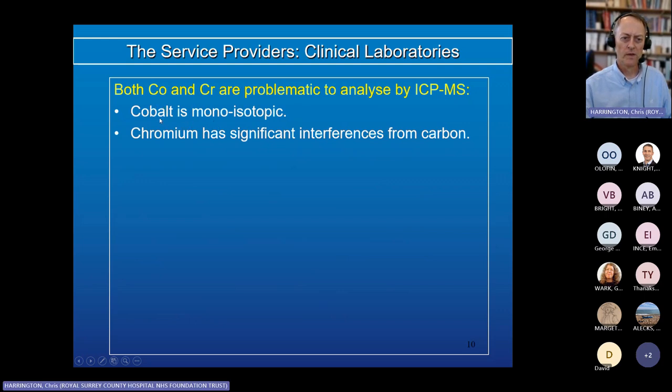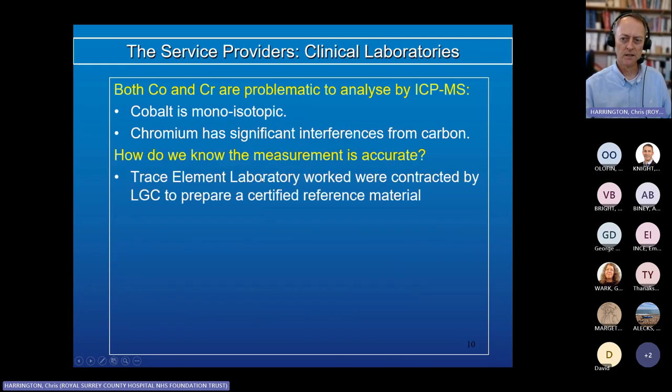But the problem with these two elements is that they're quite difficult to measure. Cobalt is monoisotopic, so it only has a single isotope. So if there was any interference on this, then we wouldn't have a second isotope to check whether the signal was correct. And chromium had significant interferences from carbon. So how do we know the measurement is accurate?